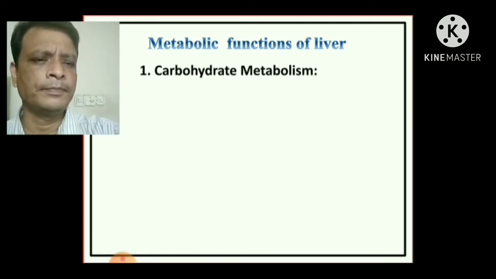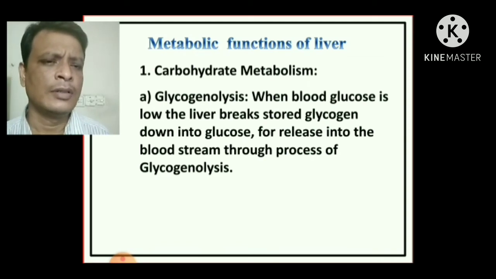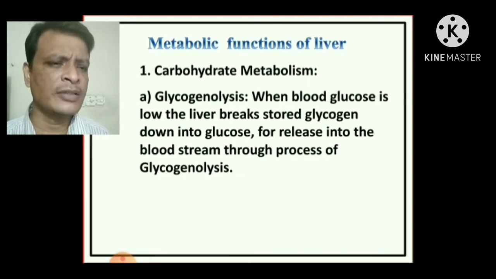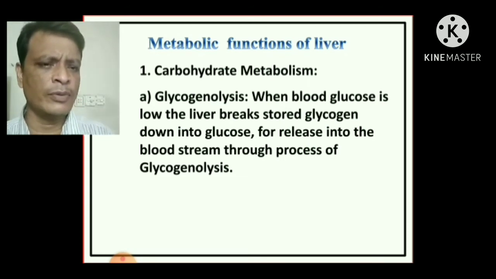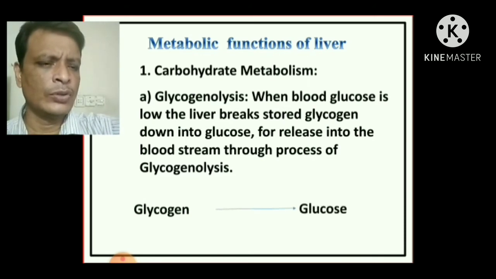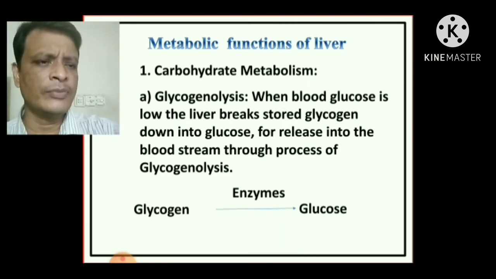Okay. The first metabolic function, the carbohydrate metabolism, the glycogenolysis. When blood glucose is low, the liver breaks stored glycogen down into glucose for release into the bloodstream through the process of glycogenolysis. So glycogenolysis is a process by which glycogen is broken down to produce glucose by different types of enzymes.